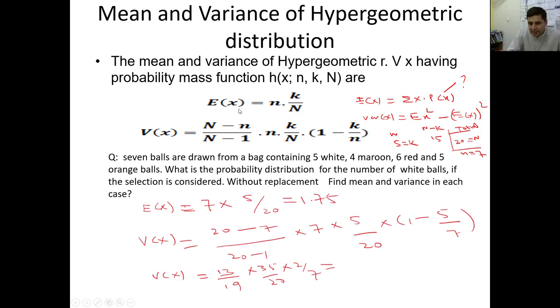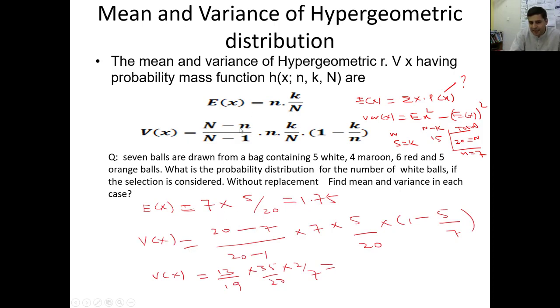Now you can easily calculate using this formula. n is 7 into k. k is 5 white balls, because they are asking for the probability distribution of the number of white balls. White balls are the successes, denoted by k, and not success means failure, which is n minus k, 15. So 5 over N, which is 20. The result is 1.74 or 1.75, which is very near; this is the rounded number. So the mean here and the mean in the previous example will be the same. You can also calculate the mean with this.